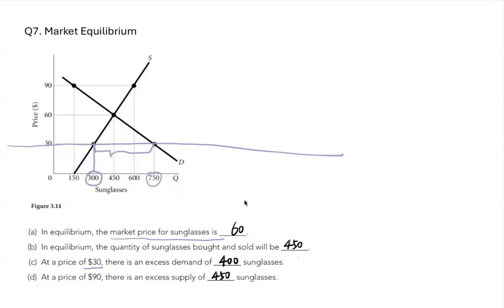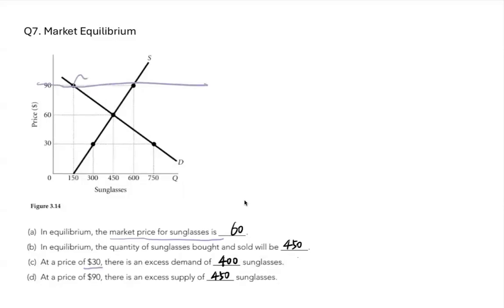glasses. And also, when the price is 90, there's also a gap, because at such a high price, the demand is only 150, but supply is 600. So there's an excess supply of this gap, and this gap is 450. Okay.